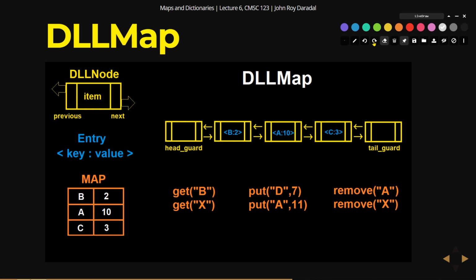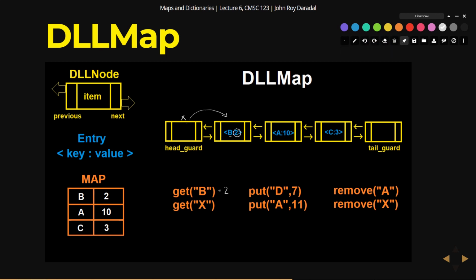What would happen if we tried to get B? Okay, so this is a search method, get B. So we'll start at the head guard right here, and to look for B, then we'll have to traverse, right? So you'll go to the next. Well, is this B? Well, fortunately for us, it is already the entry with key B. So we'll return this value here, which is 2. So we found it right away.